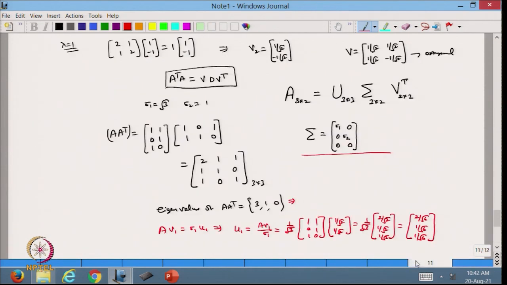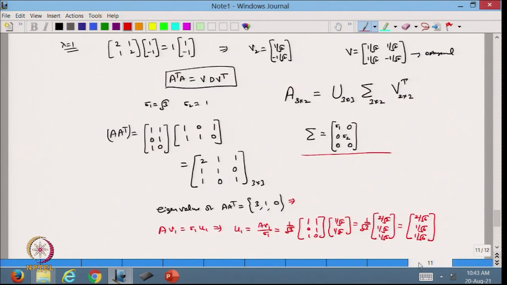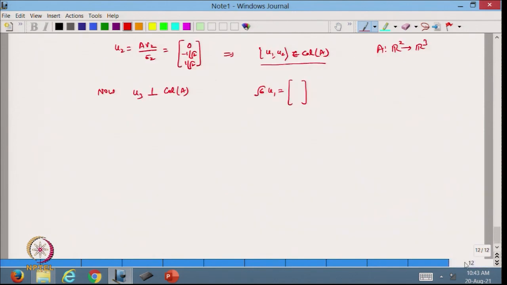I can take my u 1. So, under root 6 I can take on from here. I can write that under root 6 u 1 is equal to 2 1 1, or similarly, under root 2 u 2 is equal to 0 minus 1 1. Just to make this life simpler, and this belongs to the column space of A and this also belongs to the column space of A.